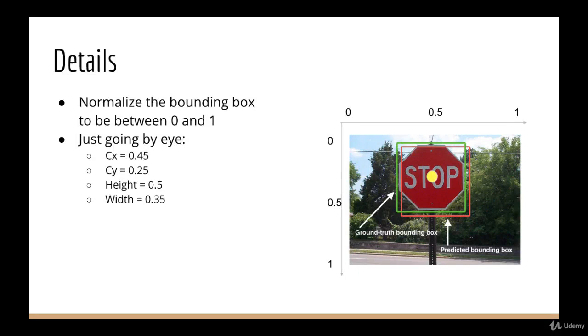Now some details if you wanted to try to implement something like this for yourself. Instead of using the absolute coordinates of the bounding box, what we usually do is normalize it so that they're always between 0 and 1. For example, in this image, the x center is about 0.45, just to the left of the middle. The y center is about 0.3 or 0.25, closer to the top than the bottom. Remember that in programming, we usually use the top left as the origin. The height is about 0.5 of the total height, and the width is about 0.35 of the total width.